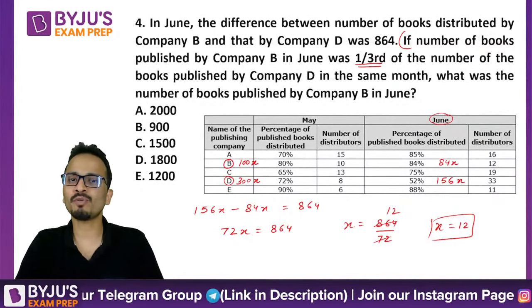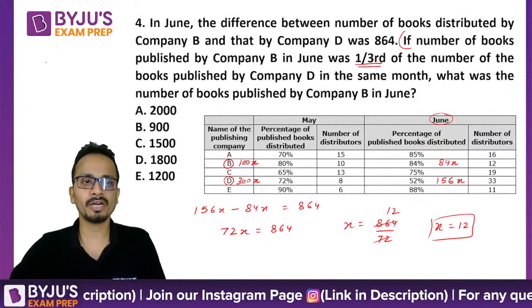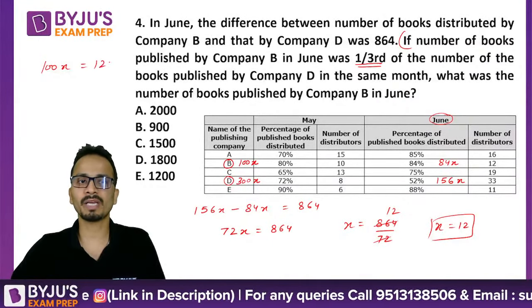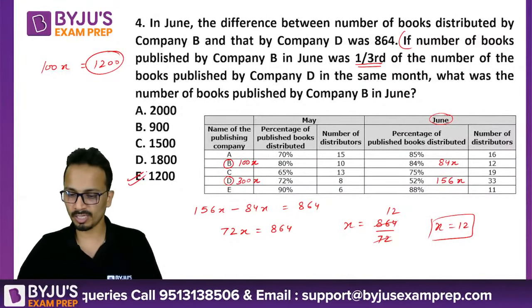So what was the number of books published by company B? Company B, it is 100x. So 100x, x value is 12, so it will become 1200. So the correct answer should be option E.